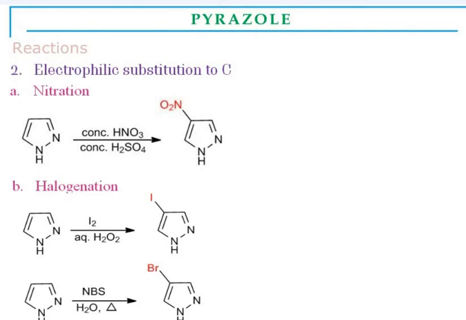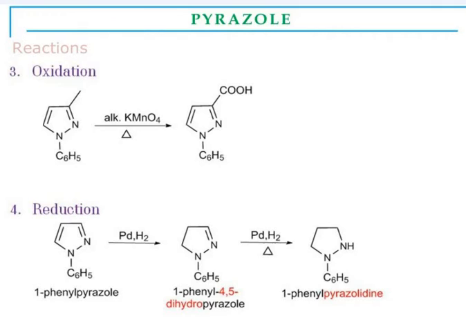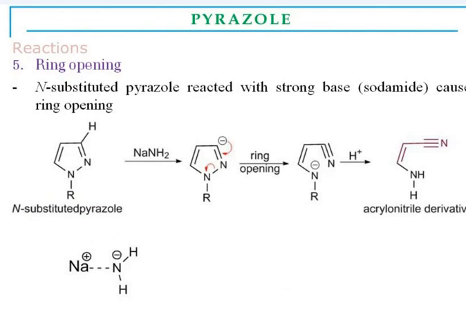Now you can see the nitrations, halogenations, N-bromosuccinimide, NBS reactions, bromination. Now you can see the oxidations and reductions, you are getting step-by-step products, 1-phenylpyrazolidine and 1-phenyl-4,5-dihydropyrazole. So nomenclature is also very important because you have the target to synthesize pyrazoles, but whatever the reduced product, you have to give the nomenclature after reduction.